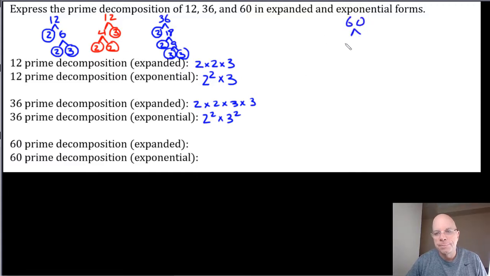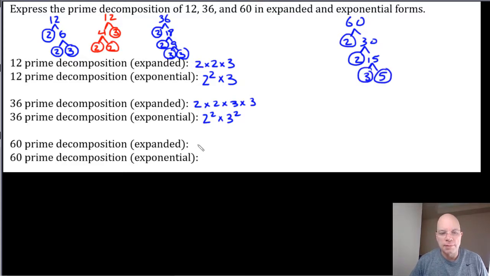60 is 2 30s. 30 is 2 15s. And 15 is 3 5s. So that prime decomposition or prime factorization of 60 in expanded form is 2 multiplied by 2, multiplied by 3, multiplied by 5. In exponential form, it's 2 to the second power, multiplied by 3, multiplied by 5.